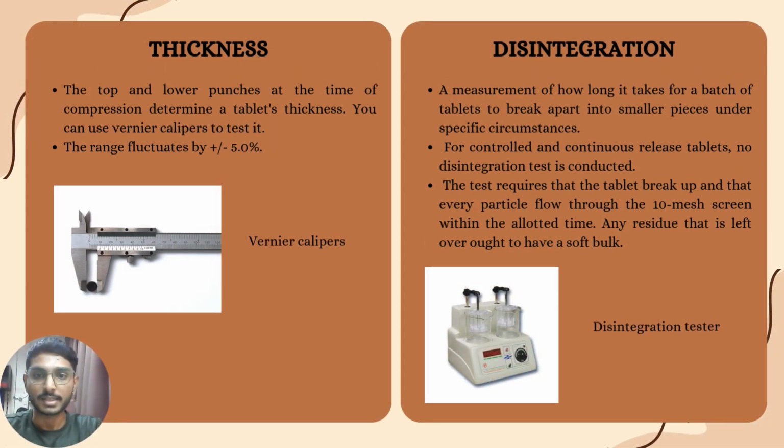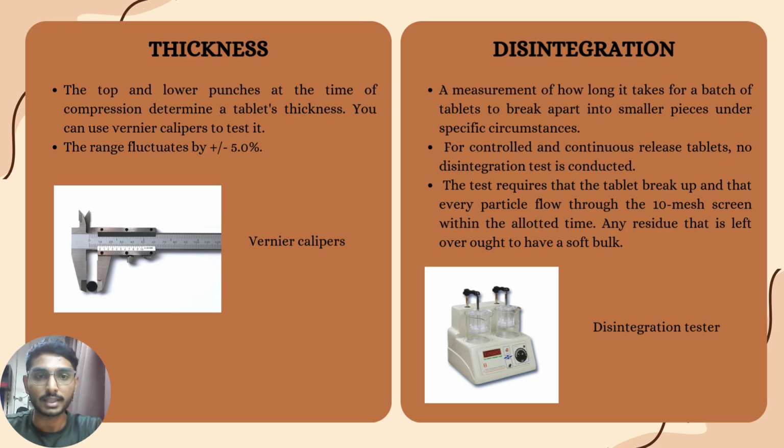Next is the thickness test. The top and lower punches at the time of compression determine a tablet's thickness, and we will use a vernier caliper to test it. The ranges fluctuate within plus or minus 5%. So this is the vernier caliper that is used for the thickness test.